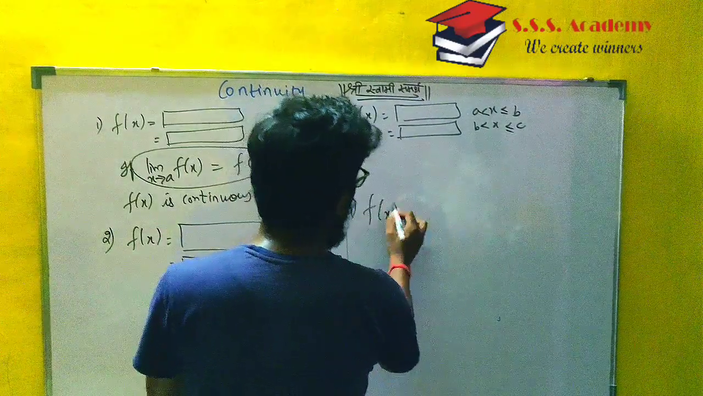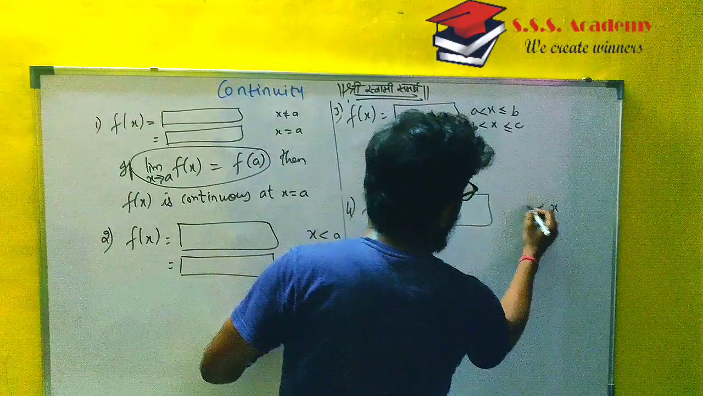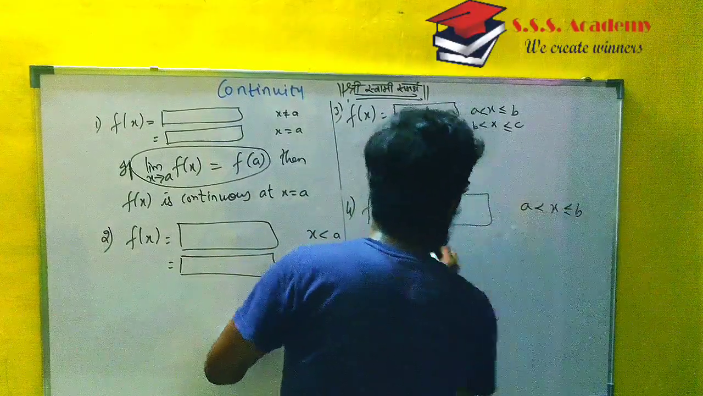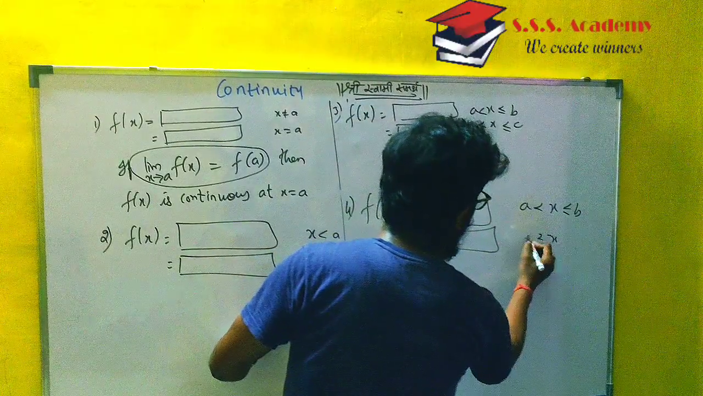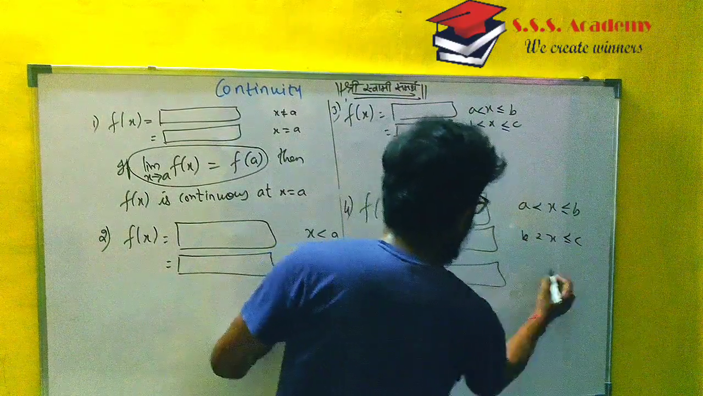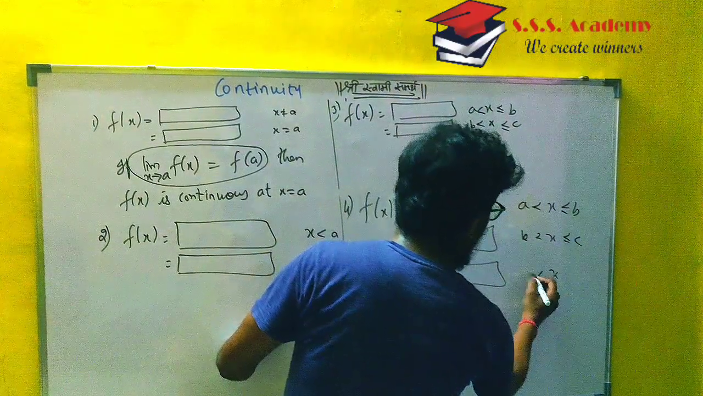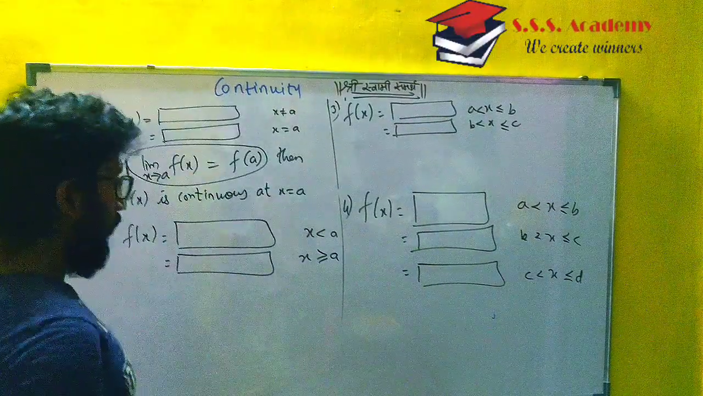Next, if f of x is given to us in this manner, x greater than a less than or equal to b, another type is x greater than b less than or equal to c, and x greater than c which is less than or equal to d. One more format is there.